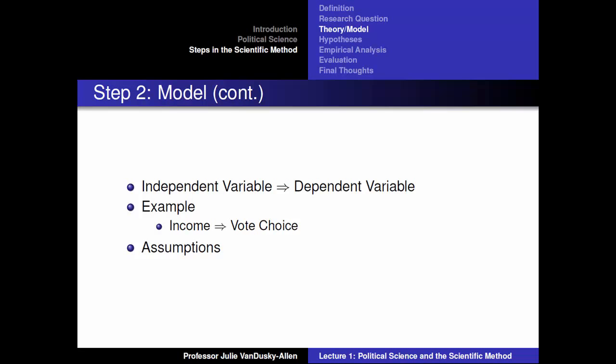the rich. As you can see, when you create a model, you are basically telling a story about how the world works. You are explaining how your independent variable, in this case income, influences your dependent variable, vote choice.